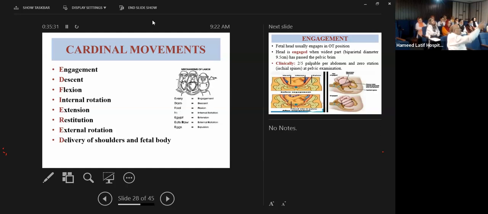But now there are many references in which engagement, descent, flexion are listed. Actually, it started with flexion, internal rotation, extension, and external rotation, which had an element of restitution. So remember that those are the 4 essential movements.